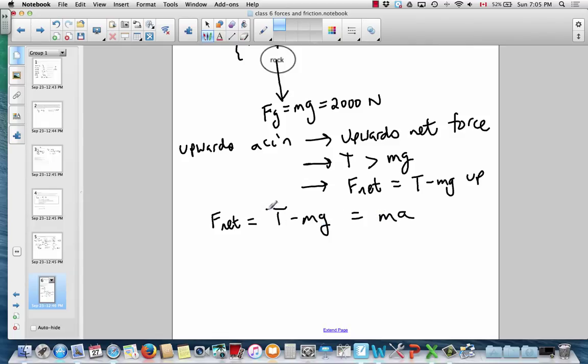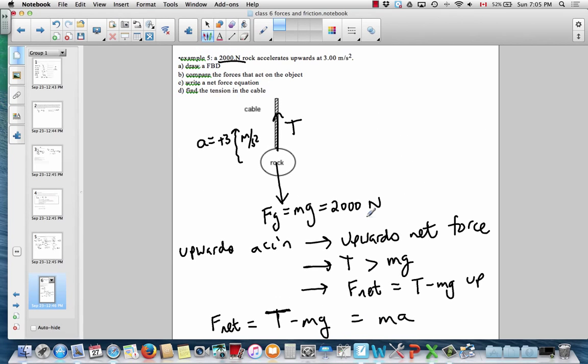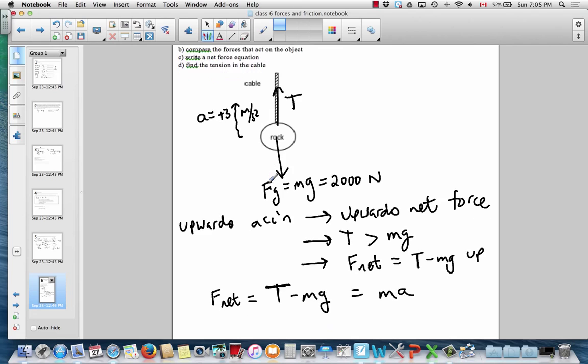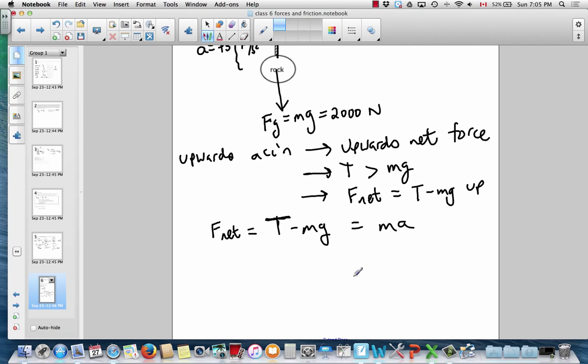And for the next several classes, we're going to be considering dynamics problems. And our objective in each case will be to come up with the correct net force equations. Now, the last thing we're asked to do is to actually find the tension in the cable. So having written the net force equation, we will inevitably use it to solve the problem. So we see here's the unknown tension. We're given the acceleration. We know the weight's 2,000 newtons, so really all we need is the mass.